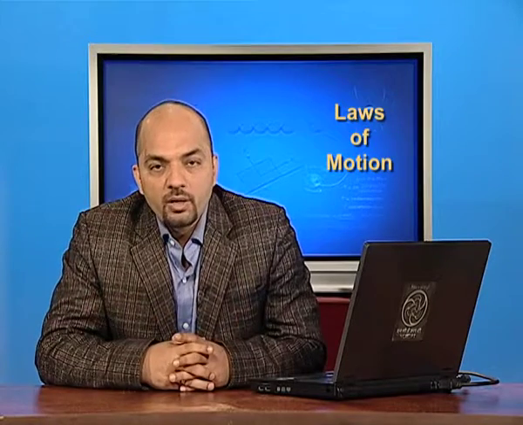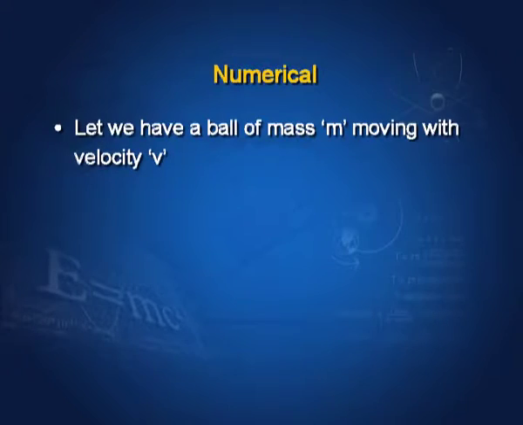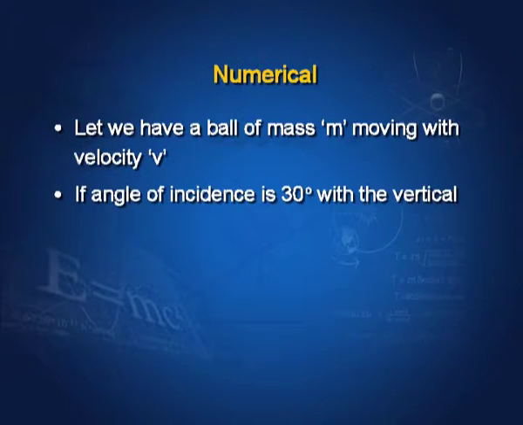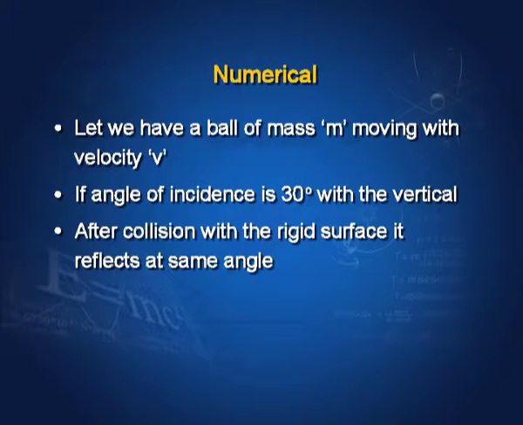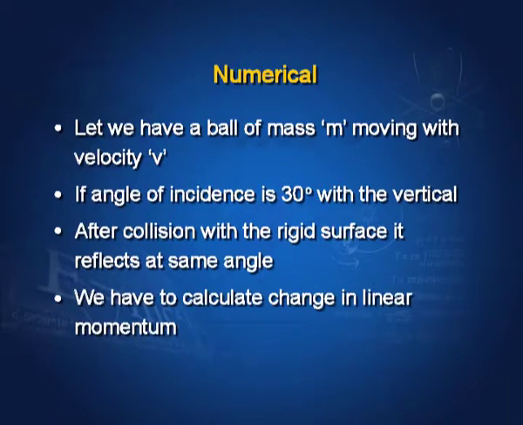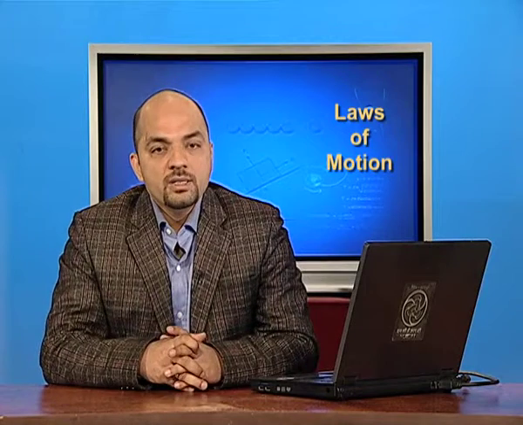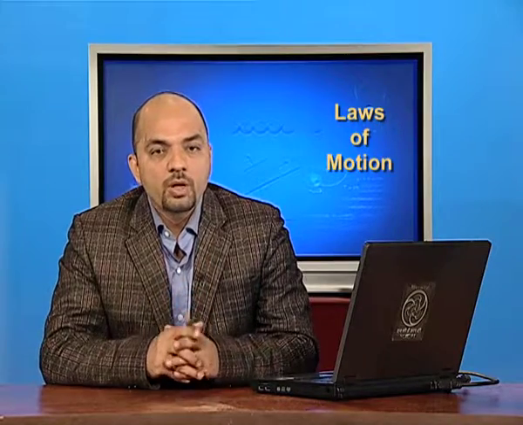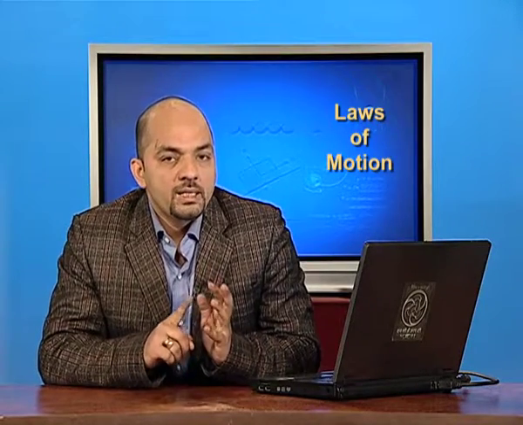Let us do a numerical based on the concept. Let we have a ball of mass m moving with velocity v. If the angle of incidence is 30 degree with the wall, after collision with the rigid surface, it reflects at the same angle. We have to calculate the change in linear momentum. Let us say mass of the body is m, velocity is v.